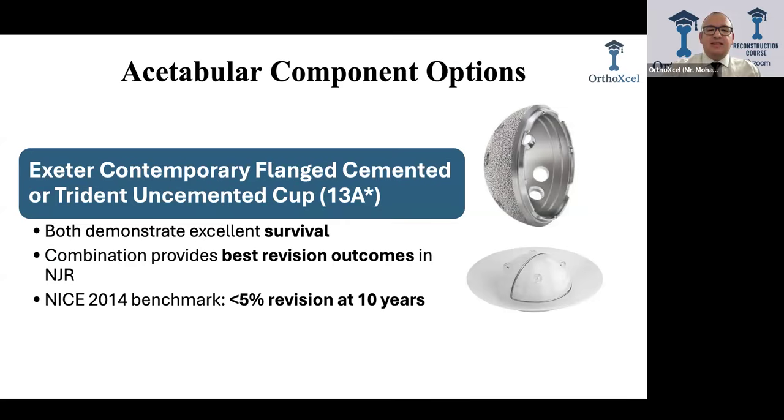But when you look at an acetabular component, you look for a successful component. And a successful component from the NJR, the National Joint Registry, is these components in front of you. If you are doing a cemented hip, it's a Contemporary flanged cemented cup. If you're doing an uncemented, which is more common, you use a Trident uncemented cup. Both come from Stryker and both achieve very good longevity and very good results in the NJR. So with excellent survival and very good revision rates or outcomes, you can safely and medico-legally achieve what you aim for from your total hip by using a successful component like that.